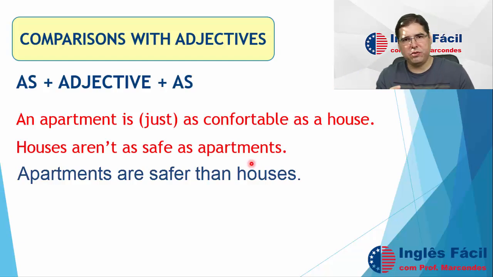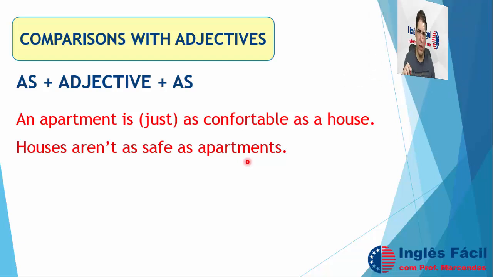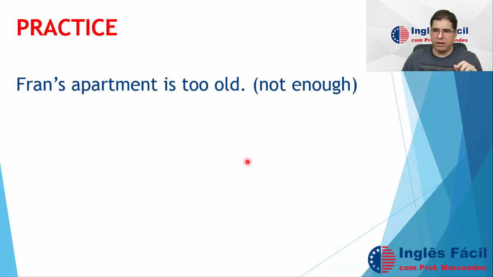So this form of comparison we have already seen, right? Now we are just replacing this comparison of superiority, like more dangerous or safer. We are now replacing it with as, adjective, as, okay? So houses are not as safe as apartments. They are not. Apartments are safer, okay? That's what it means. So let's practice a little, okay?